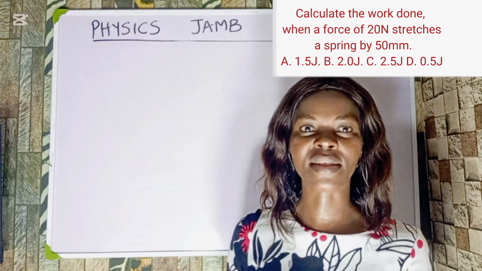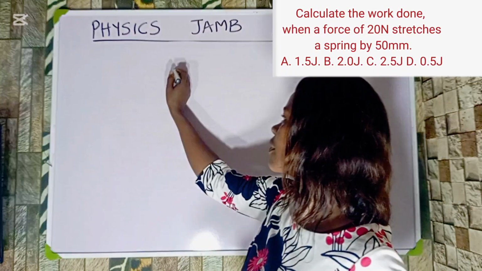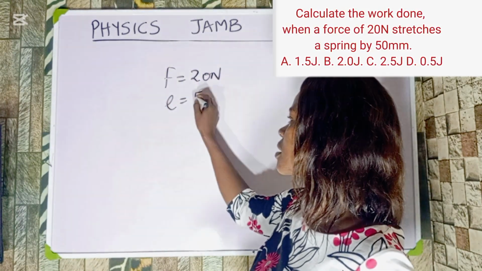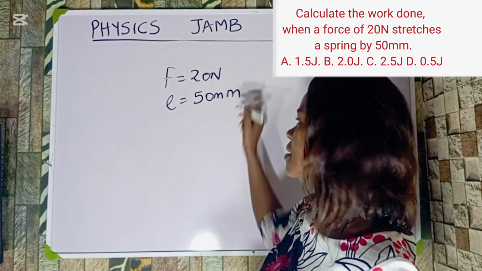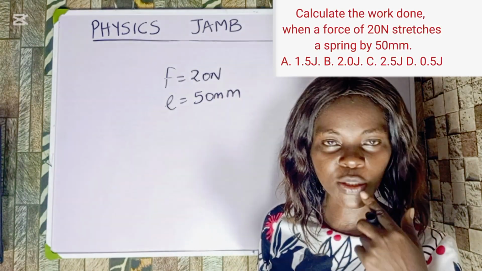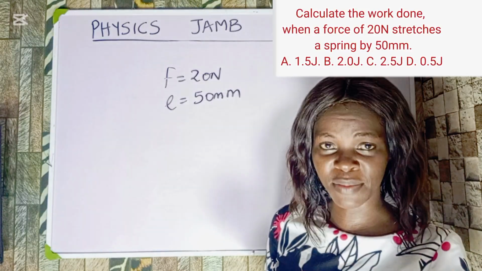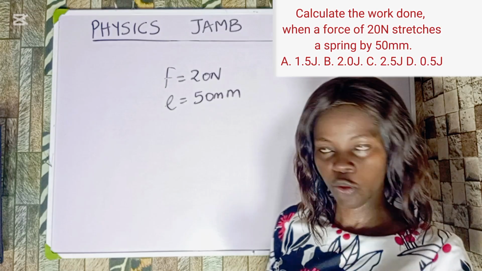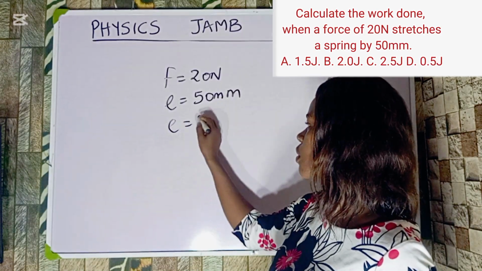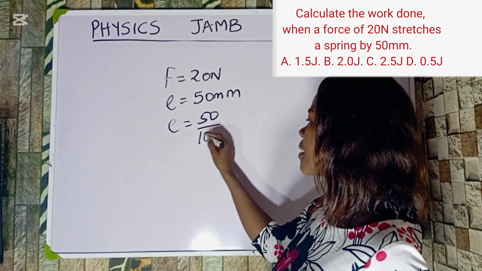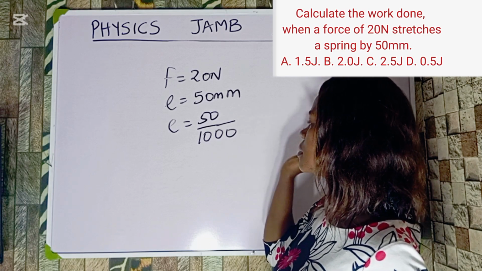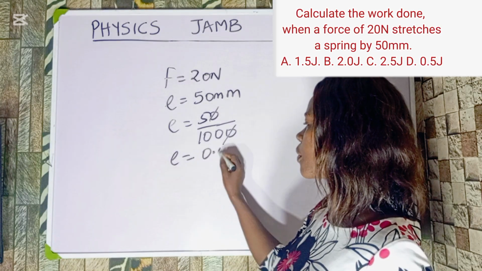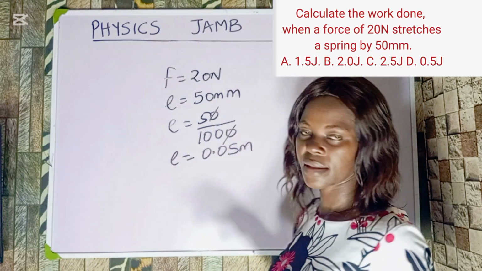What is the force and what is the extension? So let's go. Now we have the force to be 20 Newton. Then the extension is given as 50 millimeters. Okay, we can't solve with the extension being in millimeters, so there is a need for us to convert. To convert millimeters to meters, we simply divide by 1000. So we have extension is equal to 50 over 1000. Okay, now this cancels this, so my extension is equal to 0.05 meters. Hope that is clear.